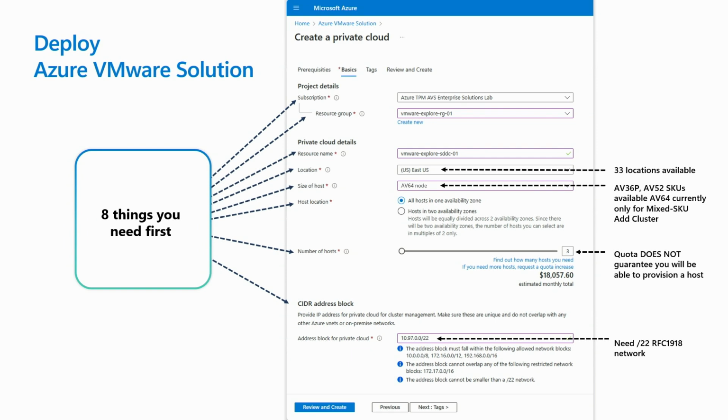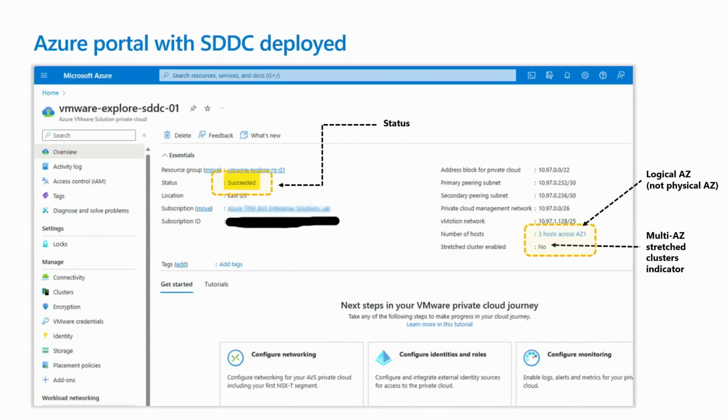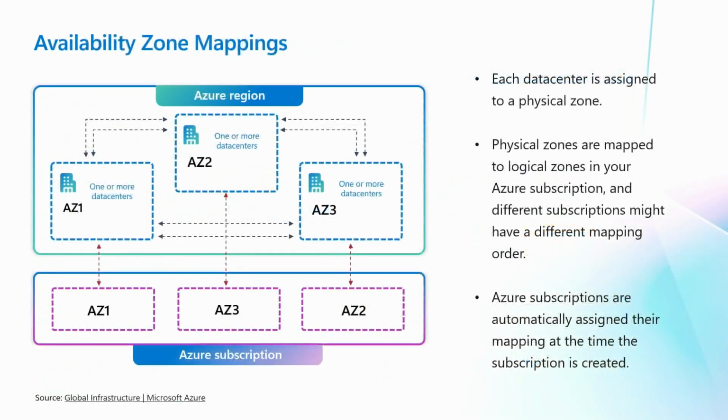And then, of course, with planning, you have to have your /22 CIDR. So you want to have that mapped out for your Azure VMware environment and then all your VNets to make sure everything goes smoothly. We also have a network design guide that walks you through the traffic flows that helps you decide that. So here we are deployed maybe 4 to 6 hours later because it's got to spin up those hosts and connect everything on the back end. And then you can see we have 3 hosts across availability zone 1. That's logical, not physical. And we're not stretched. So we're deployed, we're in the portal, and we'll go over what the availability zone mappings look like.